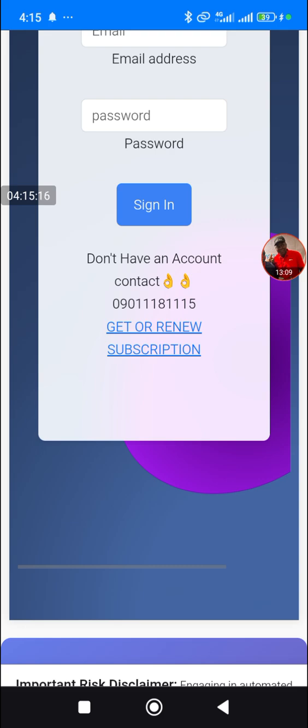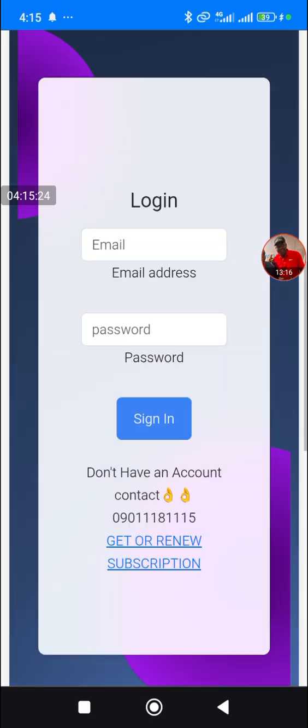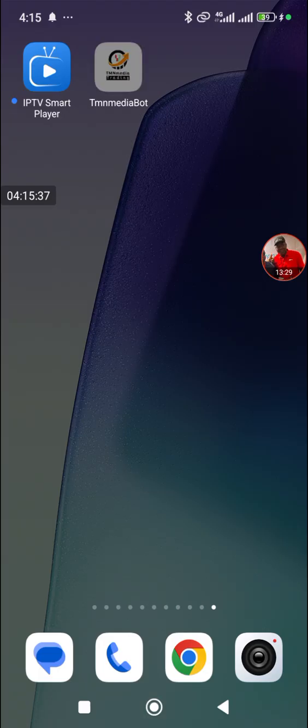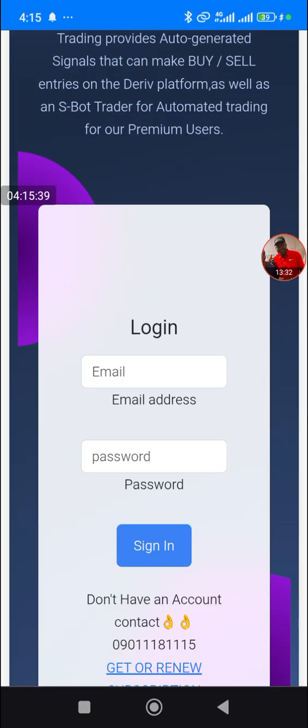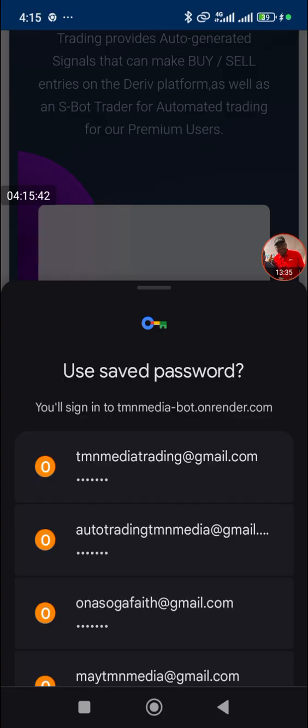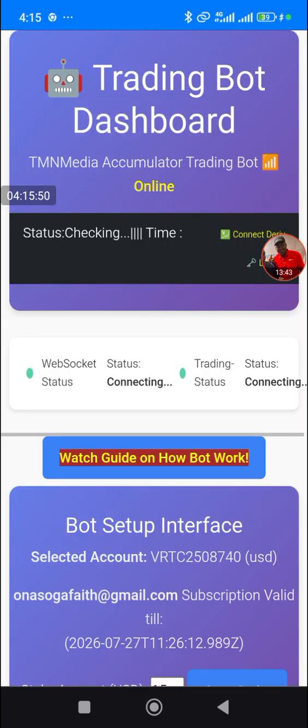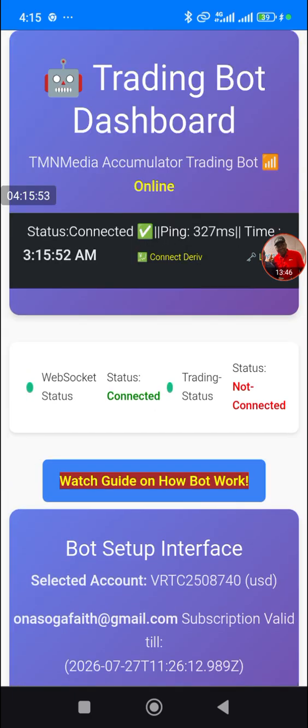Now, I saw a question briefly by somebody who said, what about the good old touch? Does the bot not trade touch? Now, I quickly want to talk about this. Some of you would have known about touch. Touch is amazing. Touch can even get us faster results compared to goes outside or accumulator. But the challenge I have with touch is exit.